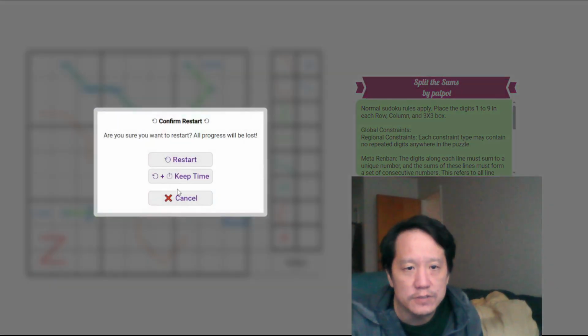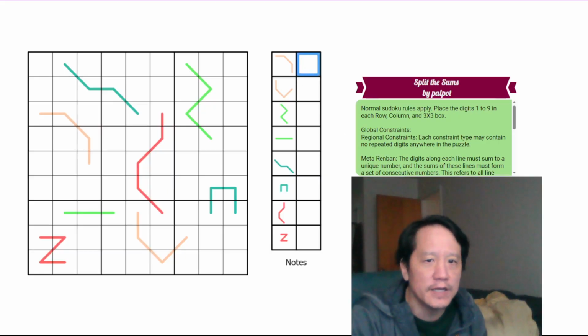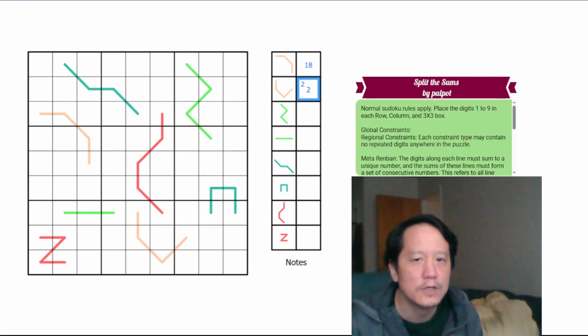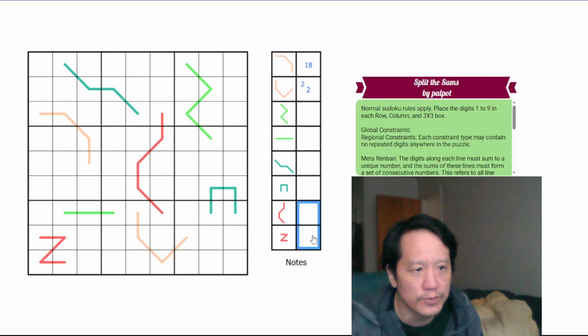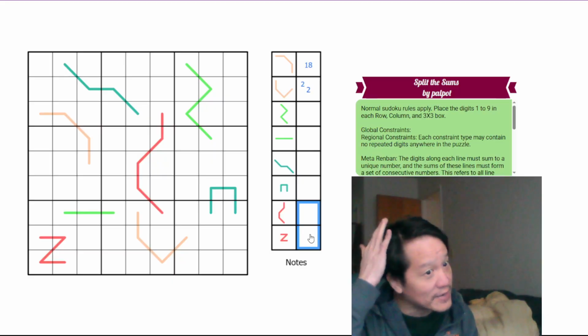Let's just reset this. So this is 18 guaranteed, and this is 22. You cannot have 22 and 23. You could have 21, 24, or 20, 25 technically.